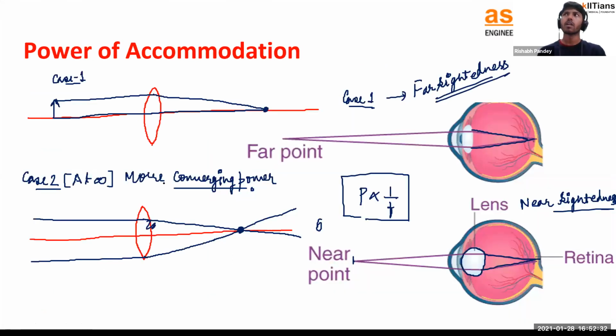If I were to pick the three most important topics from this chapter, Human Eye and the Colourful World, one of them is power of accommodation. So power of accommodation will be a sure shortcut. Questions will be asked for sure from this part, right?